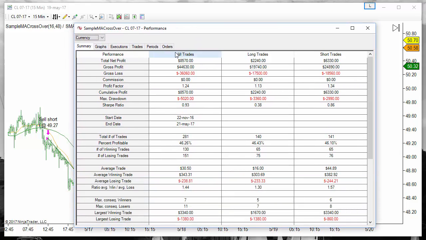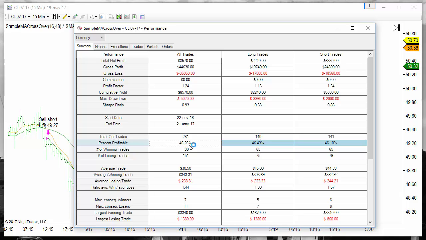We have several topics to pay attention to, like for example the total gross profit, total gross loss, the result, the net profit, and we have all the results split by long trades and short trades. The commission is not calculated on this report, so we must multiply the number of trades by the cost of each transaction. So 281 multiplied by maybe something between $5 or $6, that must be subtracted from the total net profit.